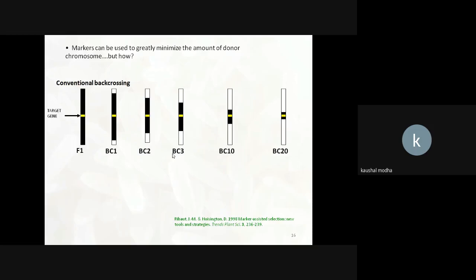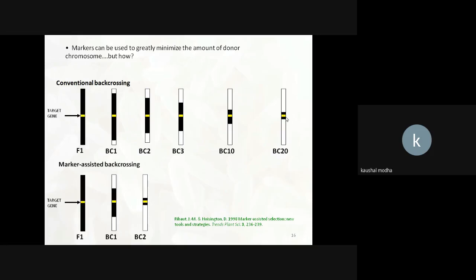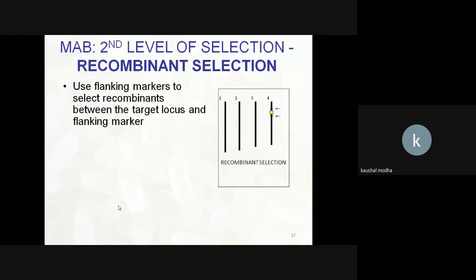So if that linkage is very tight, it means the undesirable genes are tightly linked with the gene of interest. It may require 20 backcross generations to eliminate this linkage drag. But if we apply marker-assisted backcrossing and recombinant selection, that can be done within backcross 2. So that's the power of marker-assisted backcrossing. You are saving time, cost, and you are coming with the variety very quickly. I will explain how this is possible with marker-assisted backcrossing.